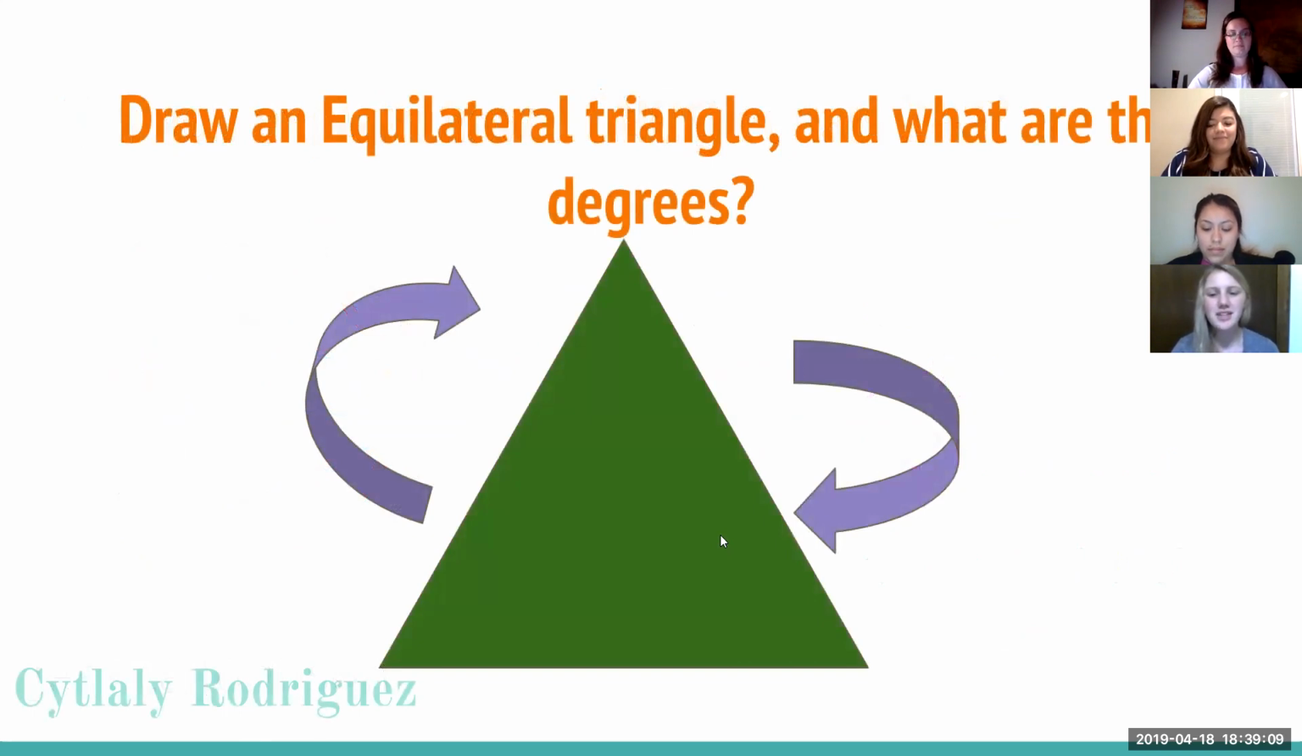Cece, can you tell me what an equilateral triangle looks like and what is the degree measurement? Of course, Claudia. Let me show you how. Above, we can see that we have a green triangle, correct? Well, this triangle has three sides and they are equilateral because all sides are equal. This means that all the angles add up to 180 degrees, meaning that each angle should be 60 degrees.